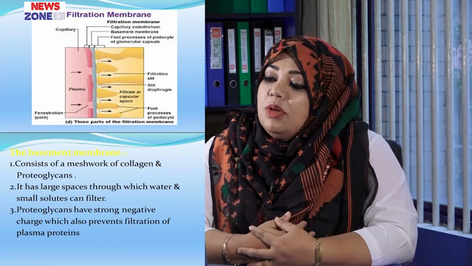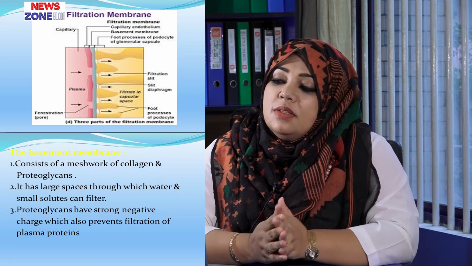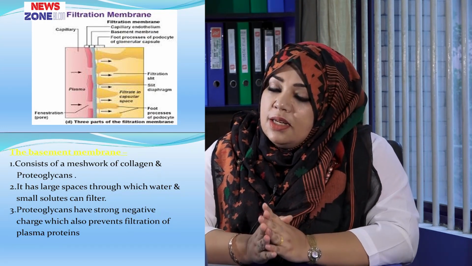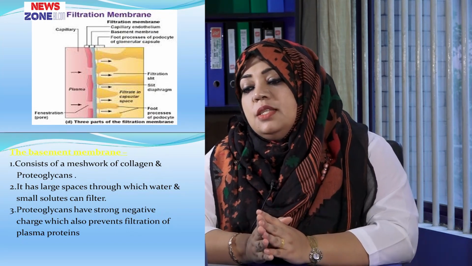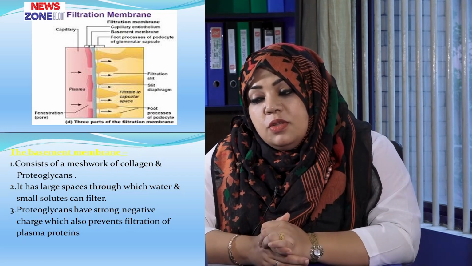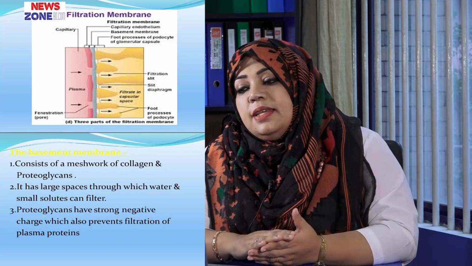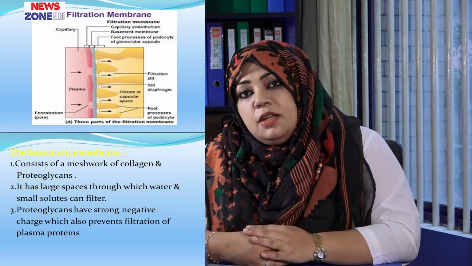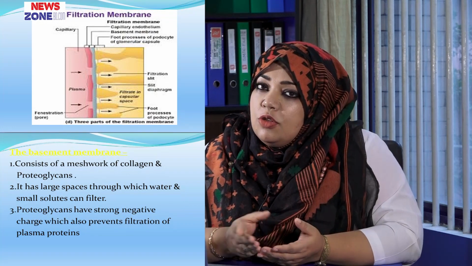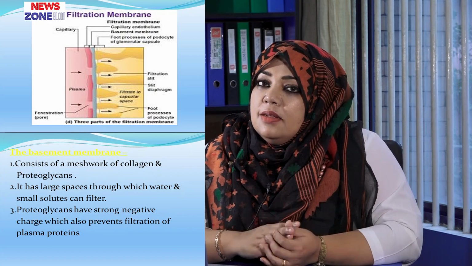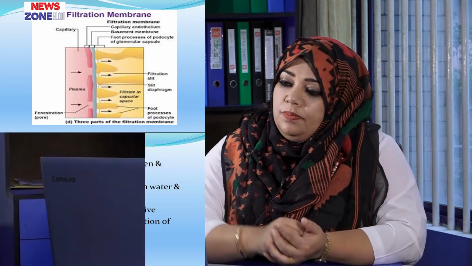So next, let us look at the criteria of the basement membrane. This consists of a meshwork of collagen and proteoglycans. It has large spaces through which water and small solutes can filter. These proteoglycans have a strong negative charge, which also prevents the filtration of plasma proteins. So here again we can see that the filtration of plasma proteins is opposed.